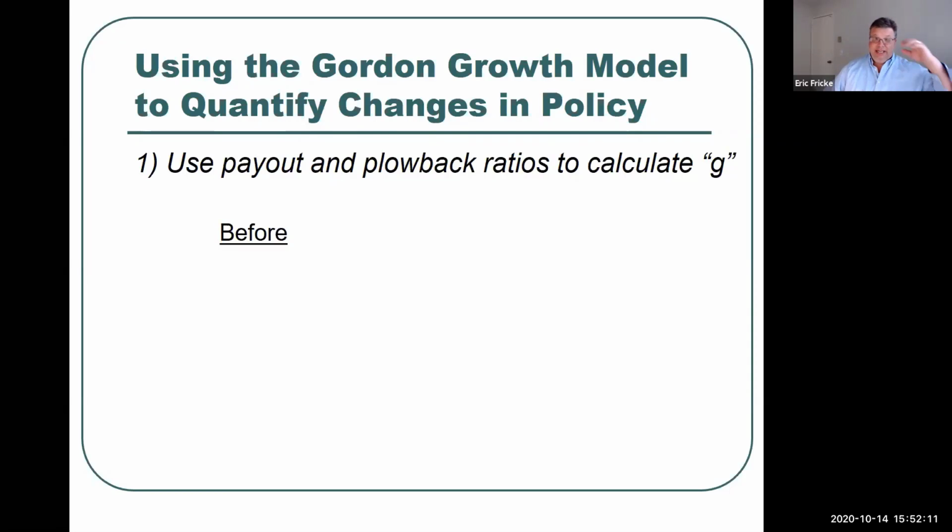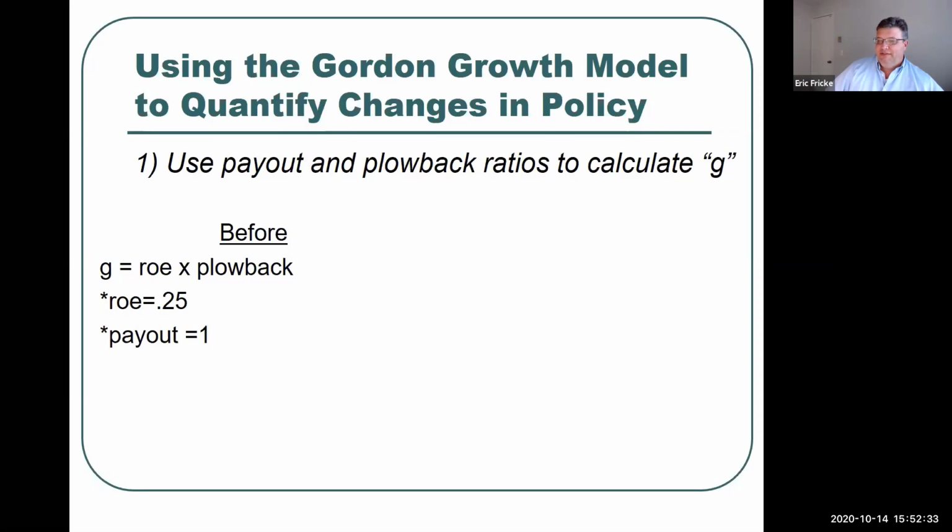So on the before side, a couple things we know from the question on the previous slide and from the lecture today. We're going to need to use this formula: G equals ROE, return on equity, times plowback. We're given the following information. We're given that ROE equals 0.25. We're given that in the before scenario, the payout is 1.0 or 100%, right? And we also know that the payout ratio plus the plowback ratio always sums to 1.